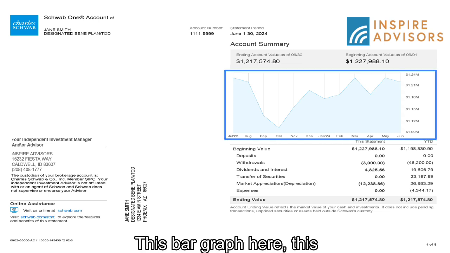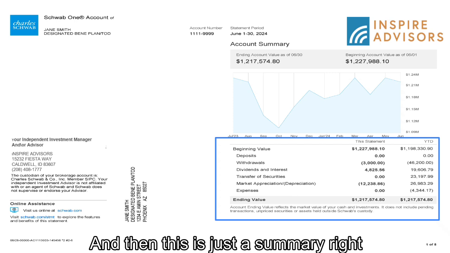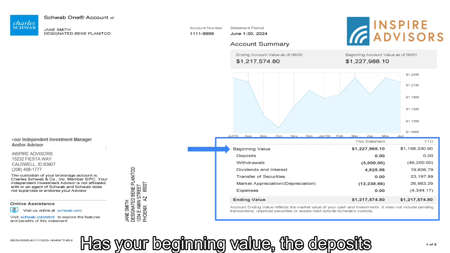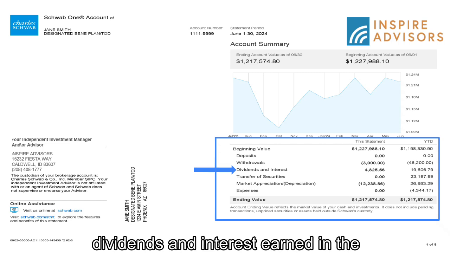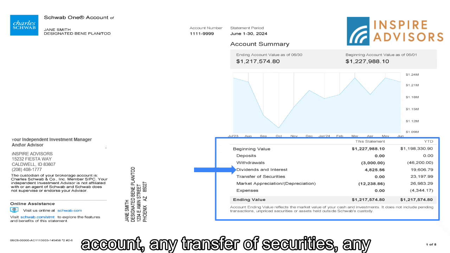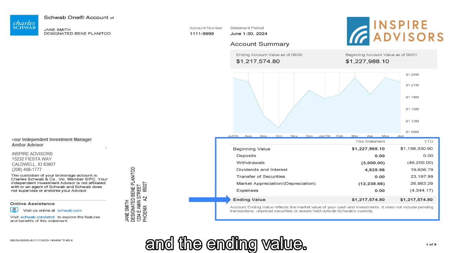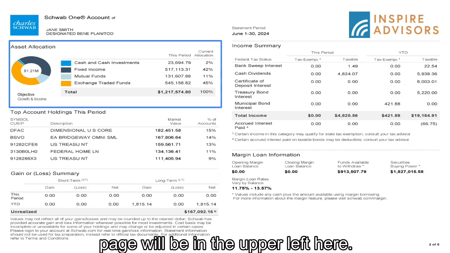This bar graph here is for the past 12 months. Just a quick graph that shows how your account has been performing over the last 12 months. And then this is just a summary right here of the transactions that have gone on within your account. Your beginning value, the deposits that have come into the account, money that's gone out of the account, dividends and interest earned in the account, any transfer of securities, any appreciation or depreciation of the account value, the expenses, and the ending value.